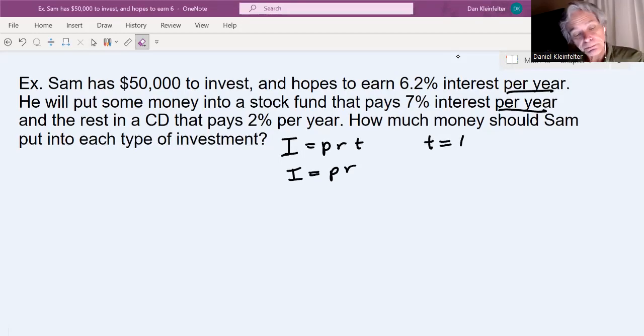Okay, so here's the story. Sam has $50,000 to invest and hopes to earn 6.2% interest per year. He'll put some money into a stock fund that pays 7% interest per year, and the rest into a CD that pays 2% per year. We want to know how much Sam should put into each type of investment. So variables, let's go with x is the dollars in the stock fund.